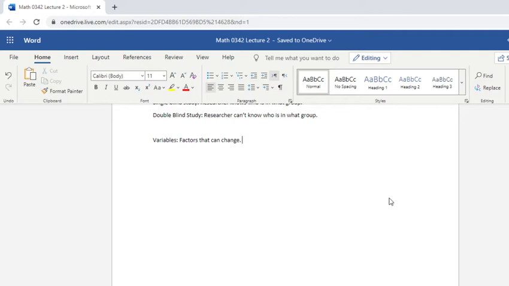And in a study, you really want to eliminate as many of these variables as possible. You want everything to be mostly the same, and you want to change just one, maybe two things about the treatment group. Okay? So there are several types of variables. Variables themselves can be broken into two different types of variables. One is dependent variables.